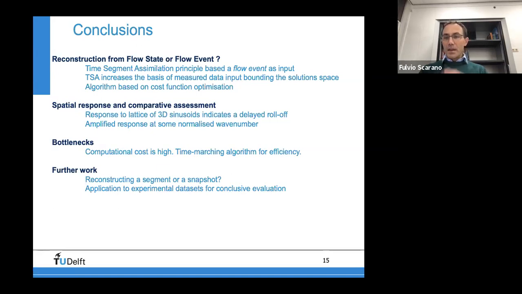It does increase the basis of the measured data that bounds the solution. And the algorithm is an optimization of a cost function based only on velocity. The spatial response indicates that there is a potential. There are some features, the amplified response at a normalized wave number, that need to be looked after. But the bottleneck is that the moment takes forever.